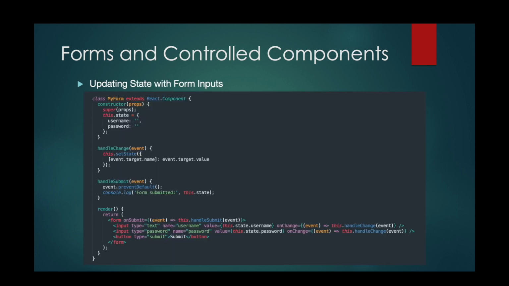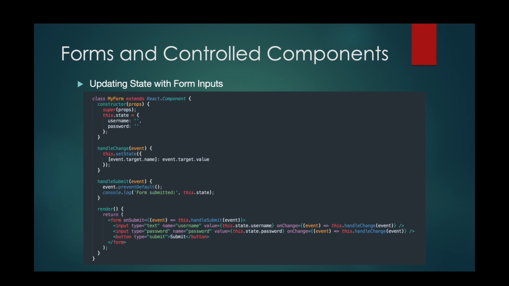Updating state with form inputs. To update state with form inputs in controlled components, you need to handle the onChange event for each form element and update the corresponding state property. In this example, the handleChange method updates the state whenever the value of the input element changes, and the handleSubmit method logs the form data when the form is submitted.